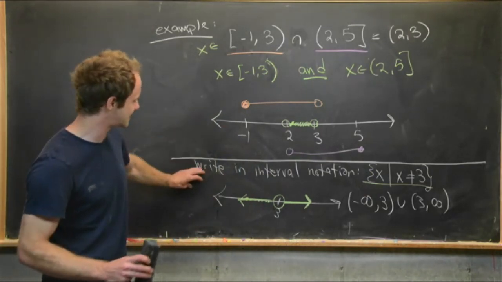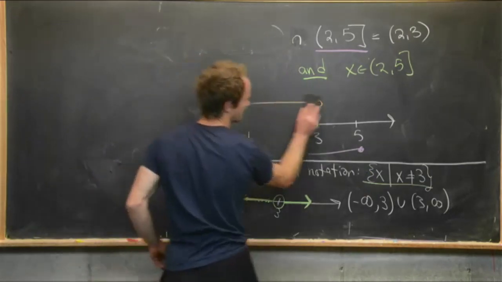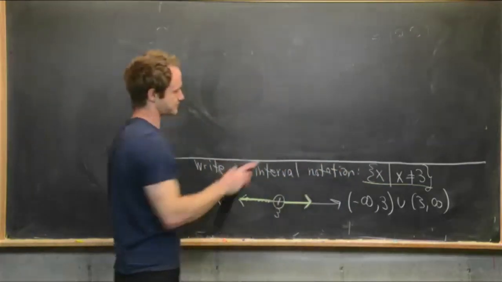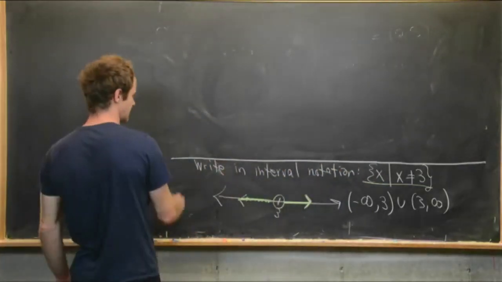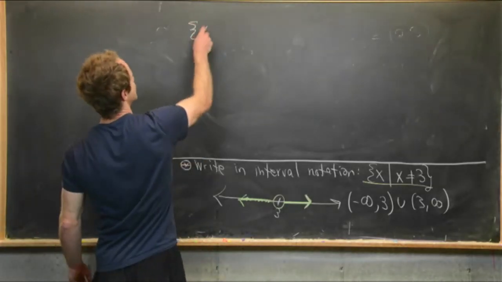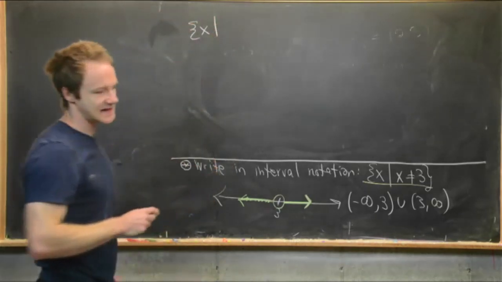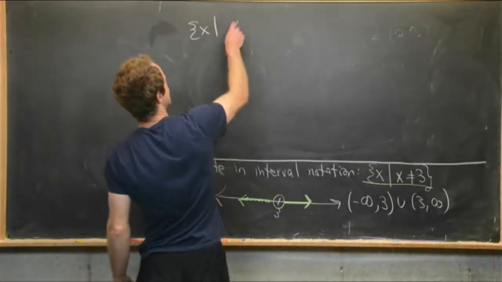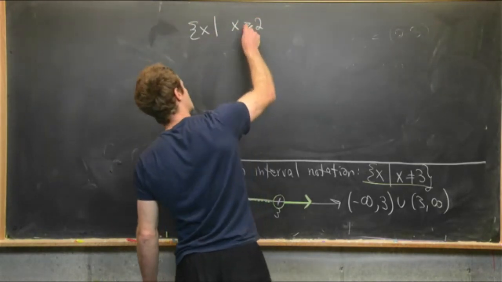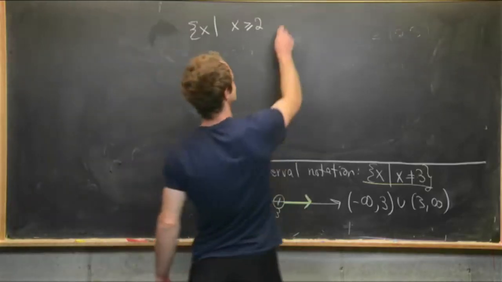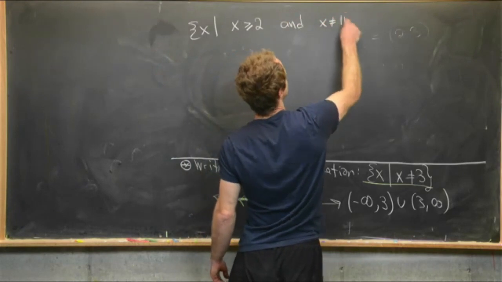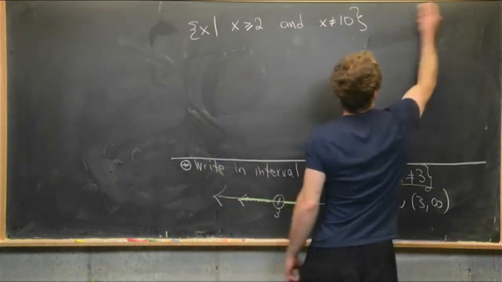So it's going to be similar to this one right here. Let's say the heading is the same, so write in interval notation, and the set is the set of all x that satisfy the following rule. So let's say x is bigger than or equal to 2, and x is not equal to 10. Good.